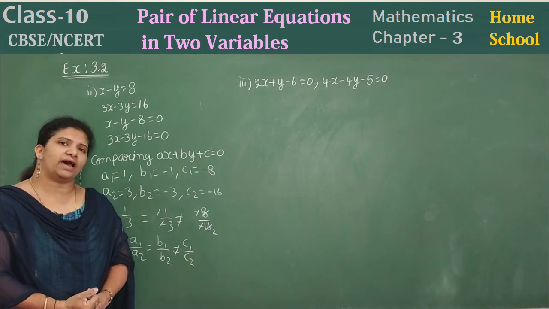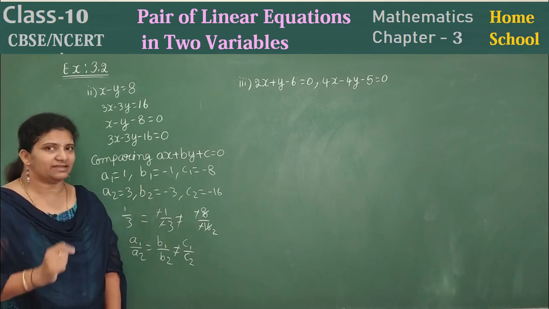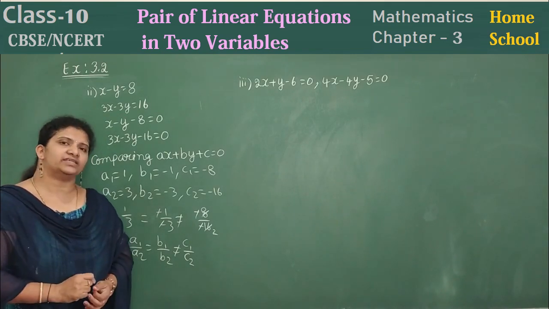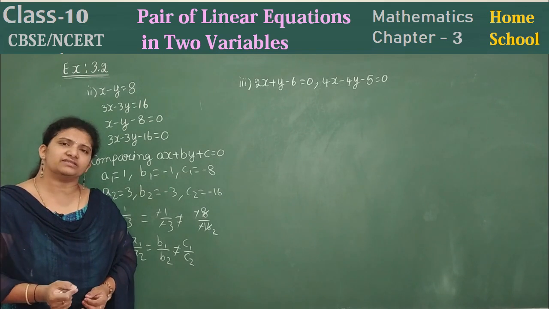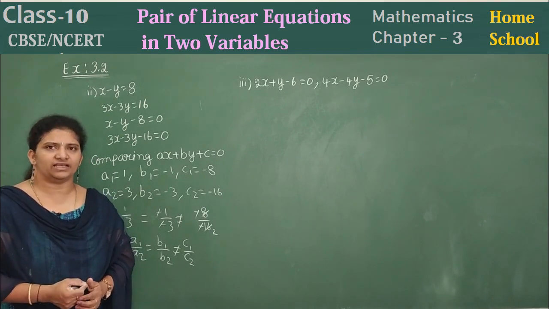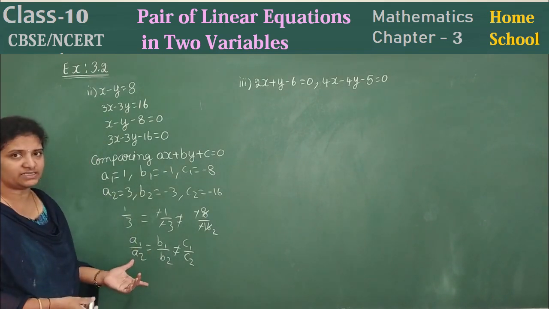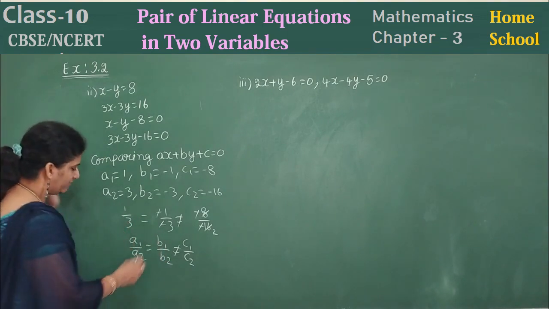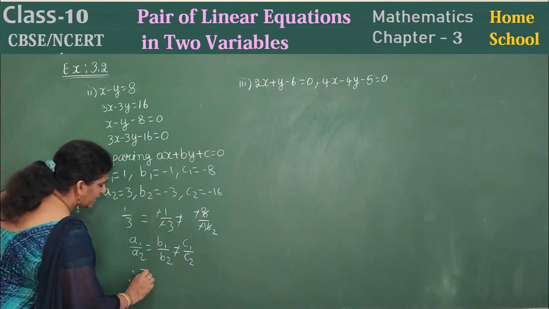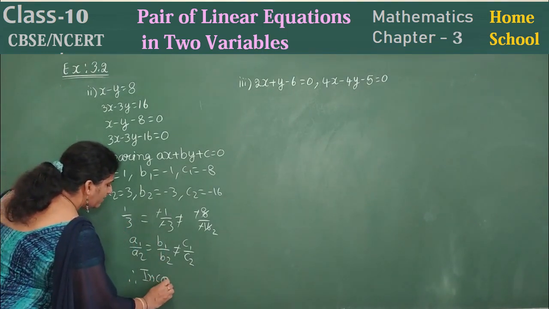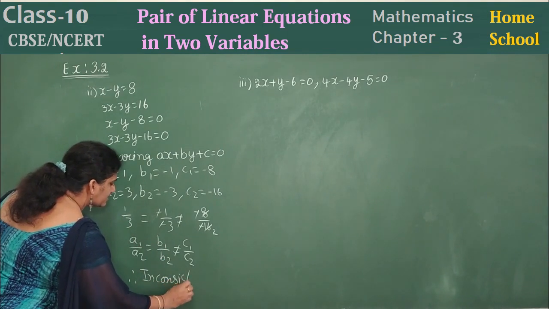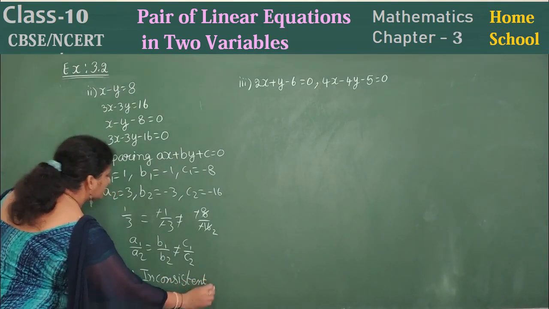If they are parallel, they are inconsistent. What is your condition here? If they are consistent, show graphically, it said. But they are inconsistent, so no need of doing it in graph. Therefore, the pair of linear equations are inconsistent. You can end your answer here.